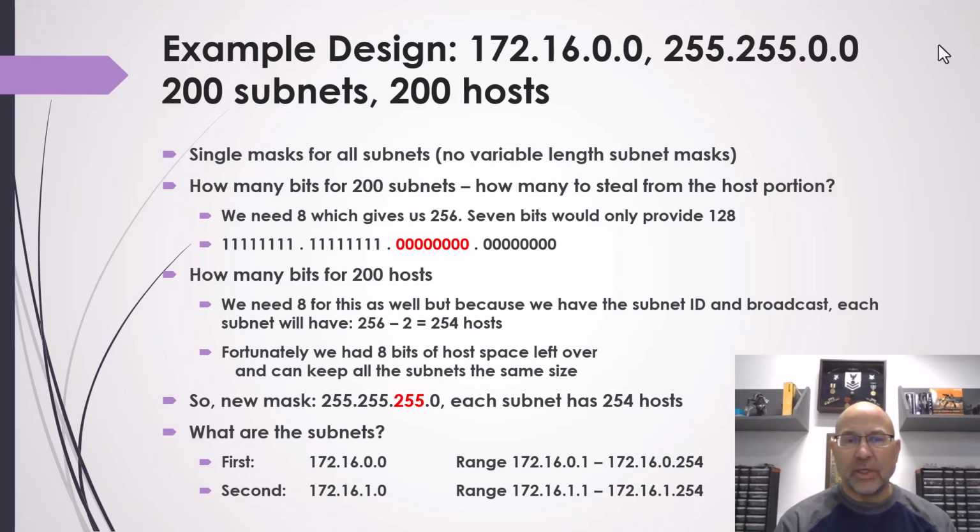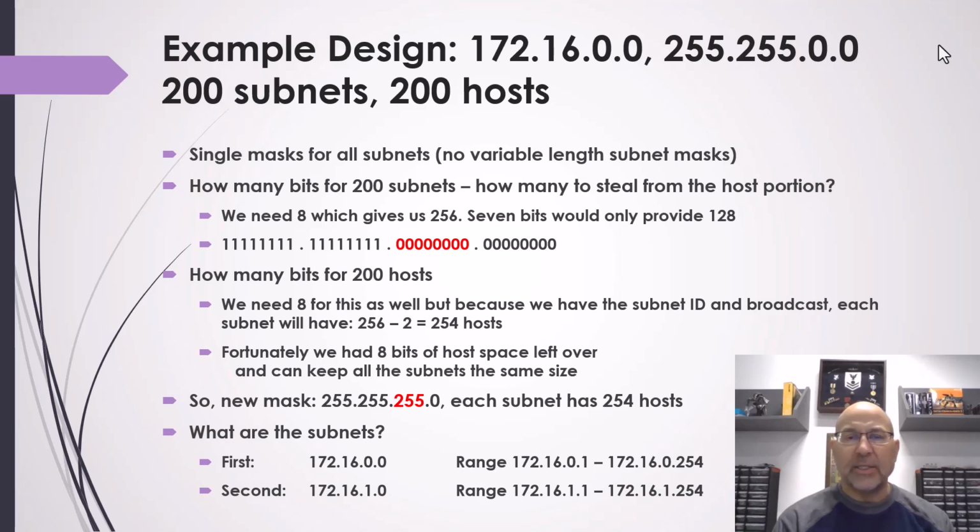The first question is, how many bits do we need for 200 subnets? Well, if we stole 1 bit from the host portion, we would be creating 2 subnets. Well, that's not enough. 2 bits gives me 4 subnets. 3 bits gives me 8. It turns out we would need to steal 8 bits to give us 200 possible subnets.